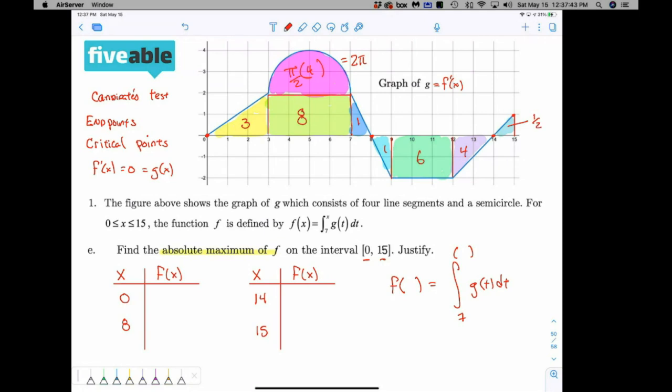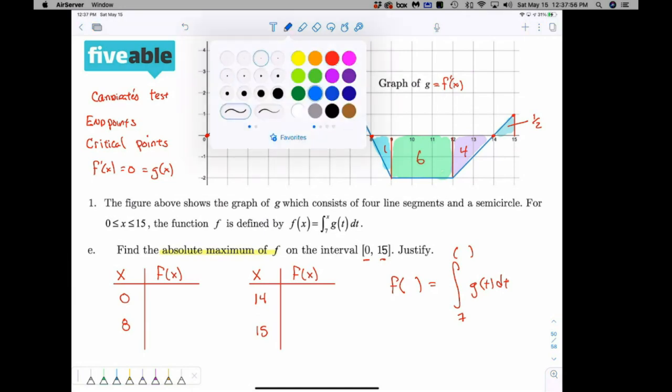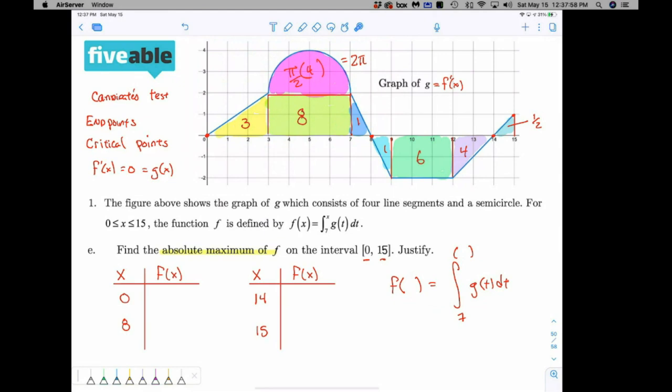So I find it much easier just to go through and label everything, because now what I'm going to do is start by finding the outputs for these values, okay? So the first value I'm going to do is 0. I'm going back to the integral defined function right here. I'm plugging in 0. When I plug in 0, that's like saying I'm starting here at 7, and now I'm going all the way back to 0 in this direction.